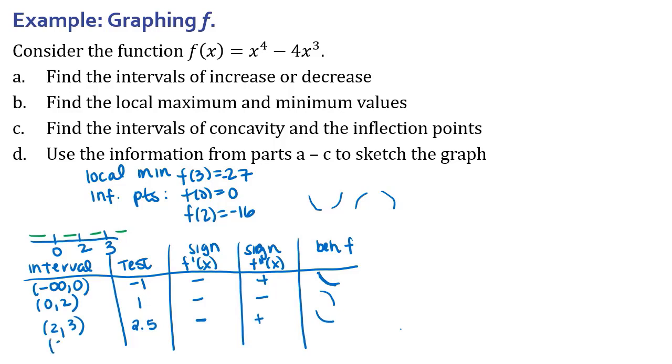And then from 3 to infinity, our first derivative, if we did 4 as a test point, first derivative is positive. From 3 to infinity on our second derivative, that is also going to be positive. So a positive means this is going to be an increasing function that is concave up, so it's going to look like that.